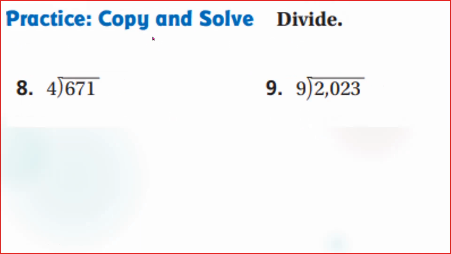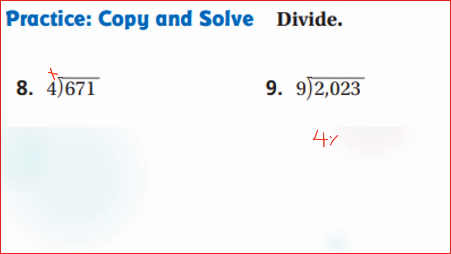Now, number 8 here. What do we have? We have 671 divided by 4. First step, what do I have to do? I have to ask myself, what is the number that I multiply by 4 to get 6 or close to 6? I have to remember the multiplication table of 4.